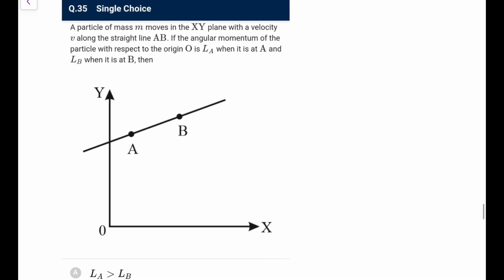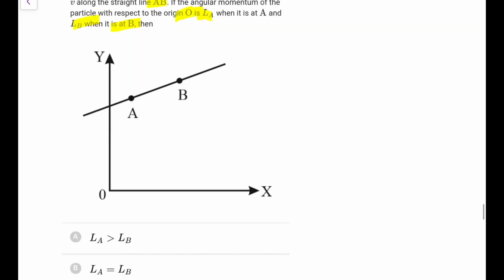A particle of mass m moves in the xy plane with a velocity along a straight line. You know angular momentum is going to remain conserved. About O it is LA when it is at A, and LB when it is at B. It will remain the same over the line because the perpendicular distance R will always remain the same.